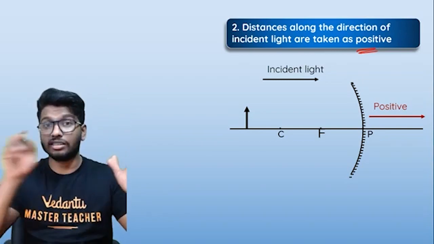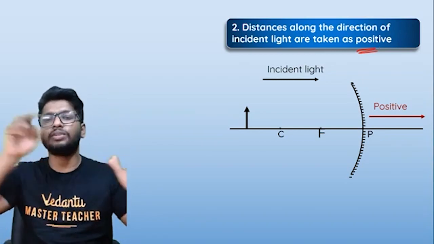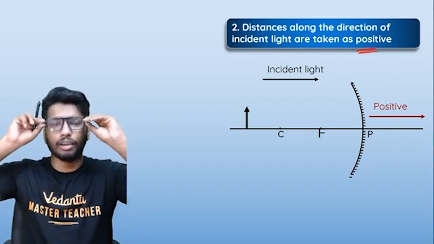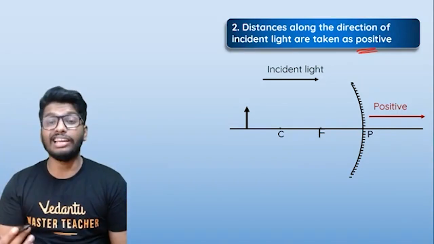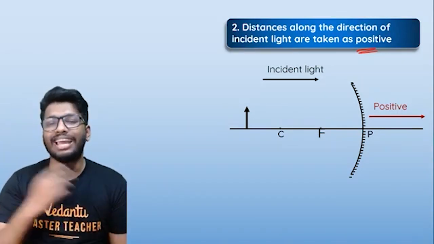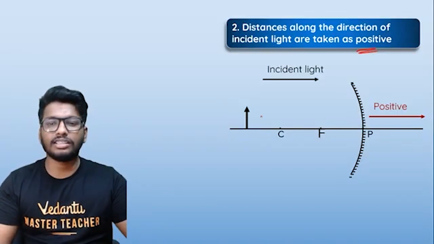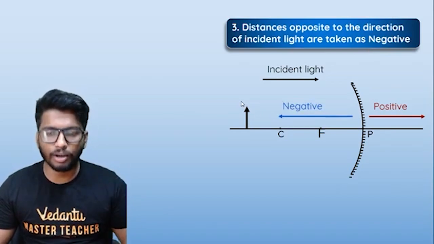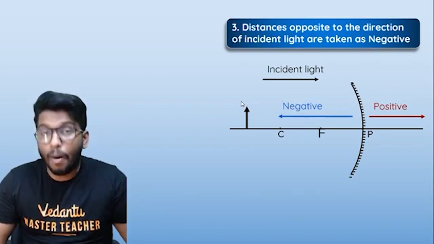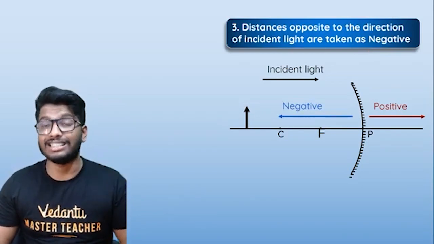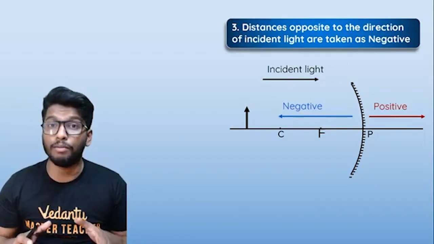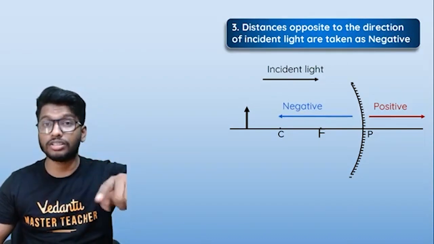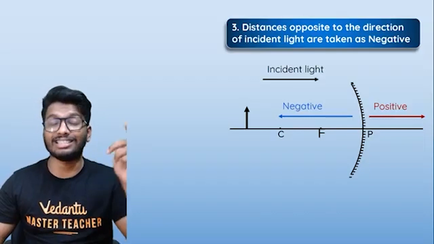So the distance that goes with the incident ray would be positive, and any distance which is in the opposite direction is taken as negative. So the distance that is in the direction of the incident ray is taken as positive, and any direction that is opposite to the incident ray is taken as negative. Now all these points are very important.